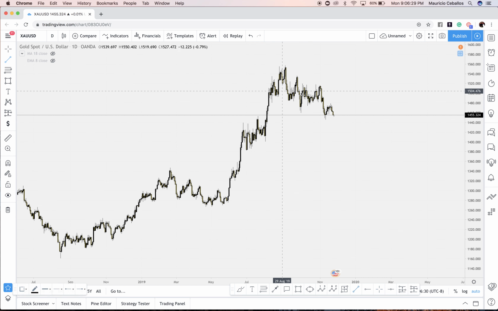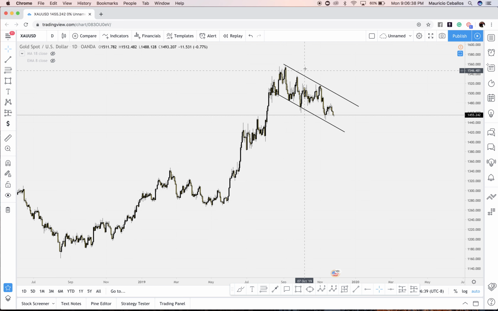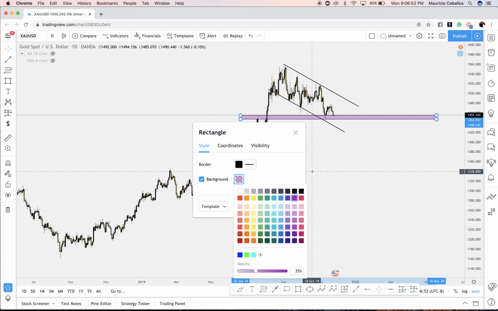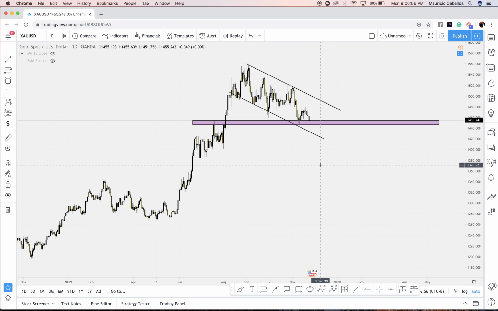But if you create some channels in these areas, you'll be able to see that the market has been ranging within a channel, up and down, up and down. We have come to an area that was previously acting as a potential resistance. In this area right here, the market created a potential resistance. I'm going to mark this for you guys, so you have a clear visual of what this resistance is. Clearly right now, it is acting as a support in this area.